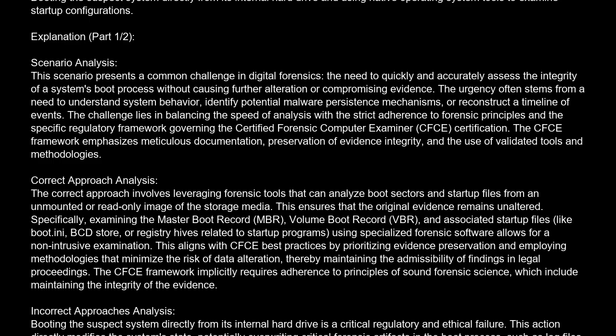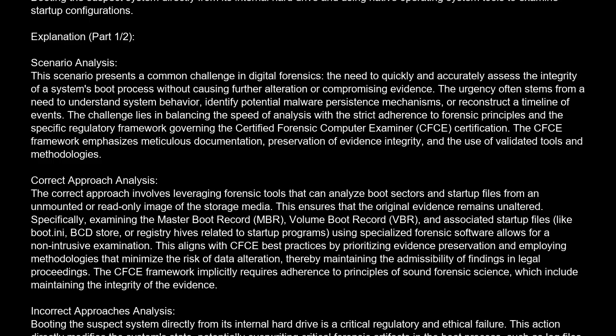The urgency often stems from a need to understand system behavior, identify potential malware persistence mechanisms, or reconstruct a timeline of events. The challenge lies in balancing the speed of analysis with the strict adherence to forensic principles and the specific regulatory framework governing the Certified Forensic Computer Examiner (CFCE) certification. The CFCE framework emphasizes meticulous documentation, preservation of evidence integrity, and the use of validated tools and methodologies.